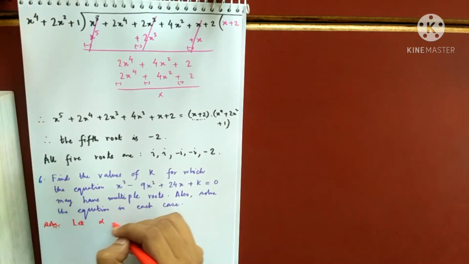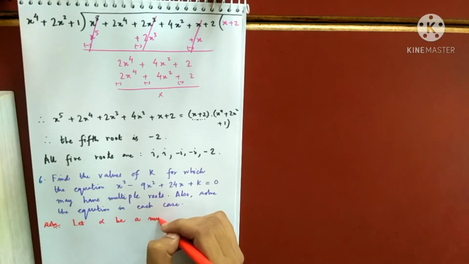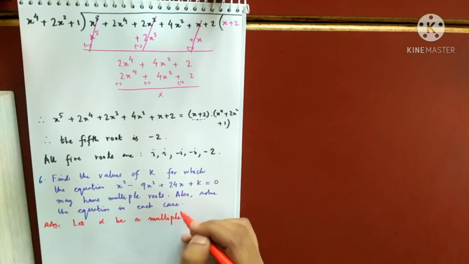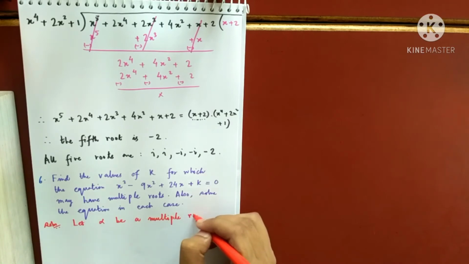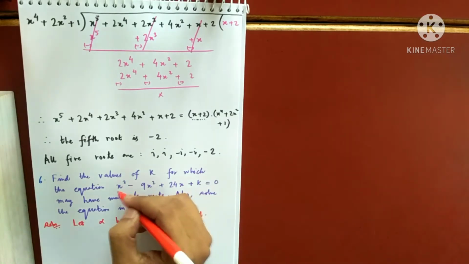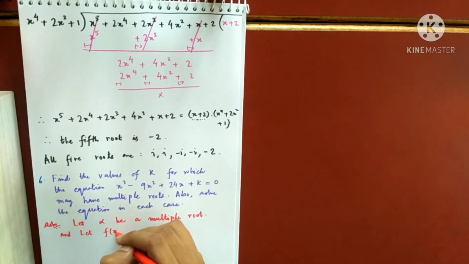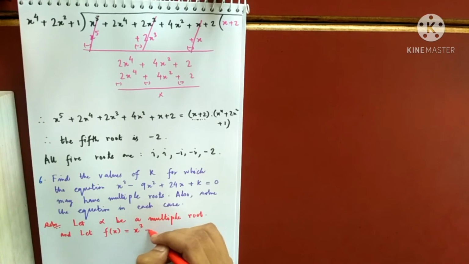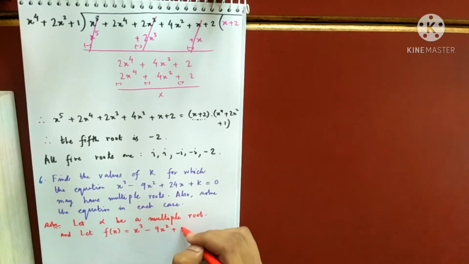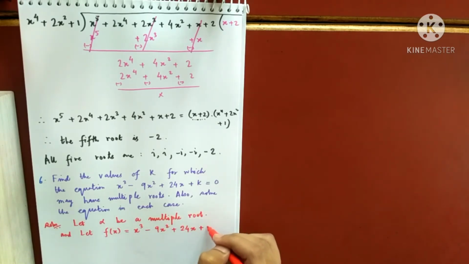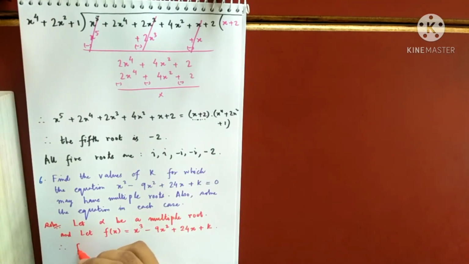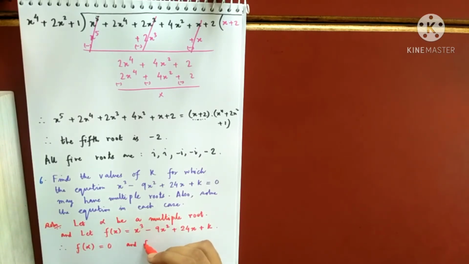Let alpha be a multiple root. So let me give this a name and let f(x) be this polynomial x cube minus 9x square plus 24x plus k. So because alpha is a multiple root, therefore f(alpha) is going to be 0 and f dash alpha is also going to be 0.